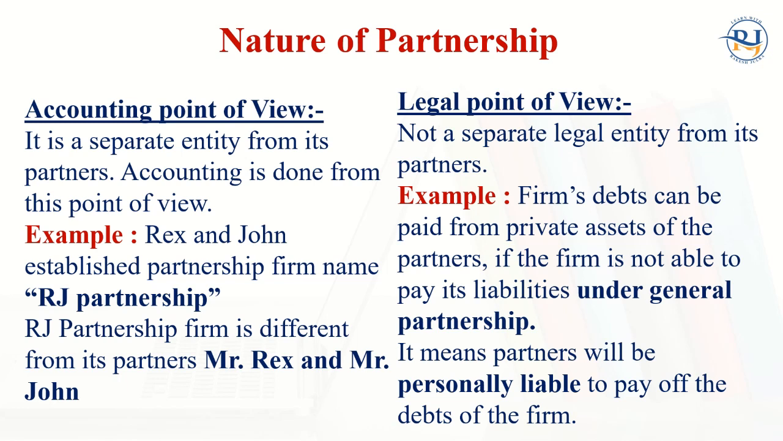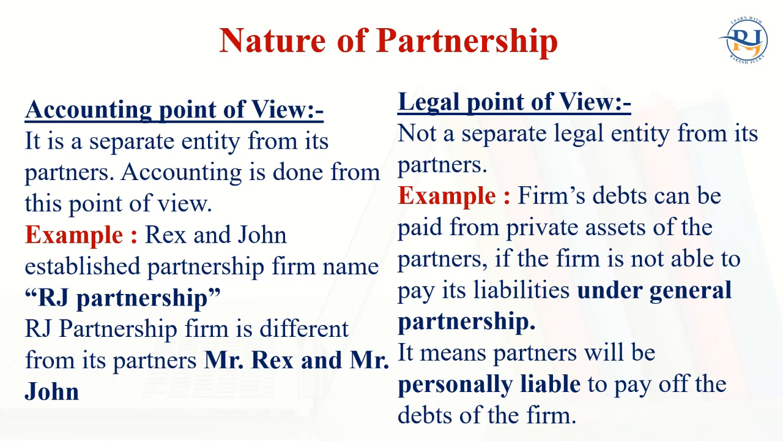What does it mean? It means that the transactions that we do in accounting, maybe the journal entries, trial balance, profit and loss account, or financial statements, will be totally based upon this concept. For example, Rex and John have established a partnership firm. The name of the partnership firm is RJ Partnership. So RJ Partnership is different from Mr. Rex and Mr. John. This is known as the separate entity concept. But we use this separate entity concept only for recording the transactions.